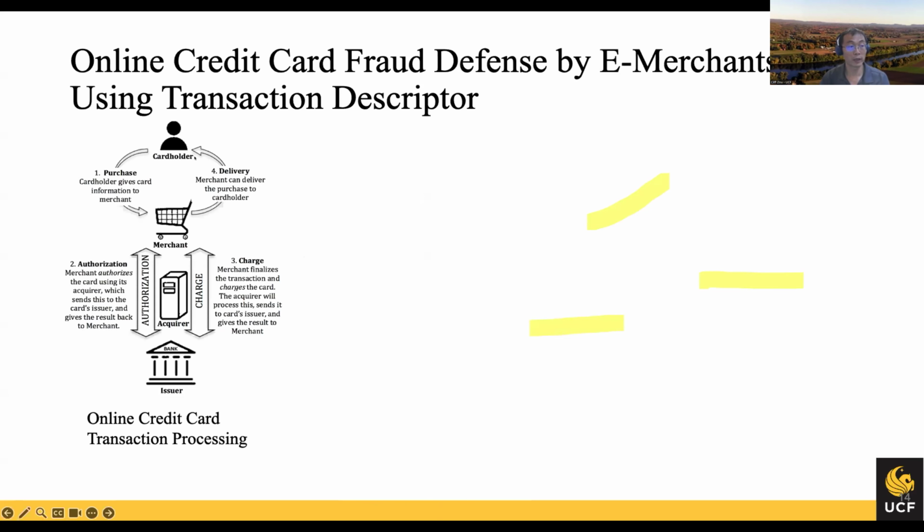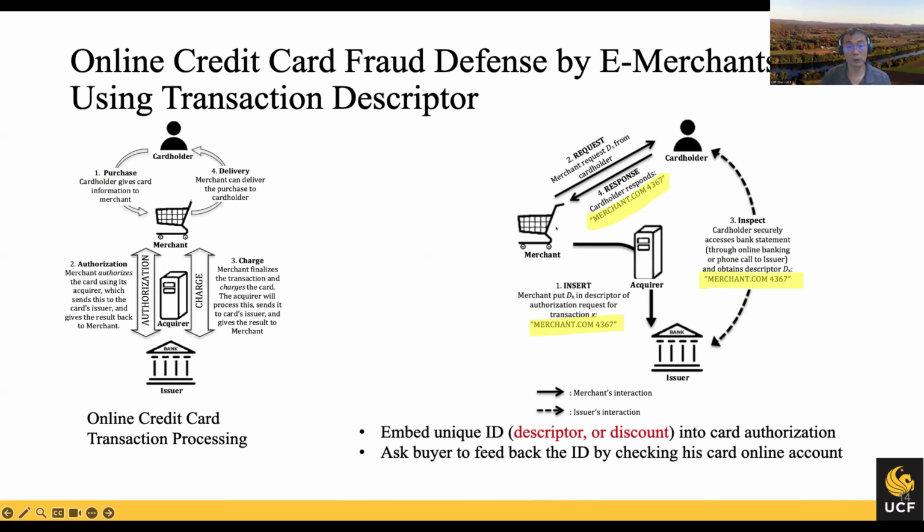For any credit card or debit card transaction, the e-commerce site will actually need to contact the credit card issuer twice. The first time is authorization: verify the card, whether this card is valid or not. The second time is to post the charge on that credit card. So there are two steps for a card transaction by the e-commerce site. So how do we use that?